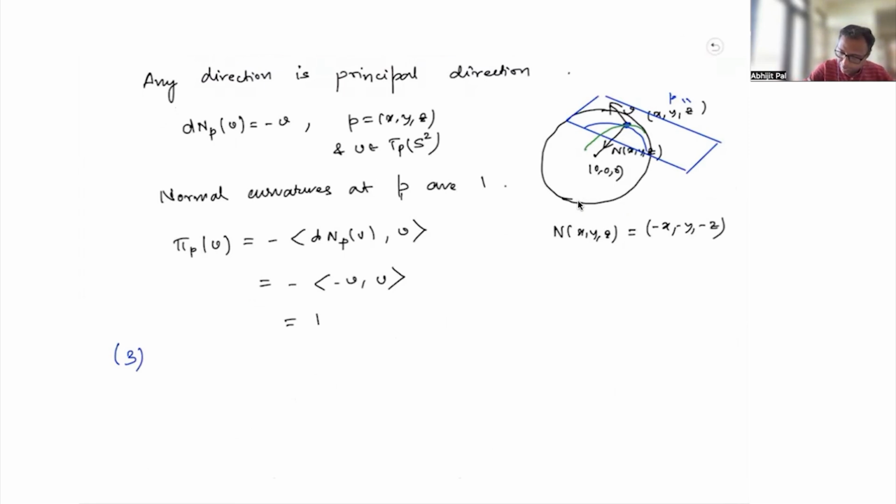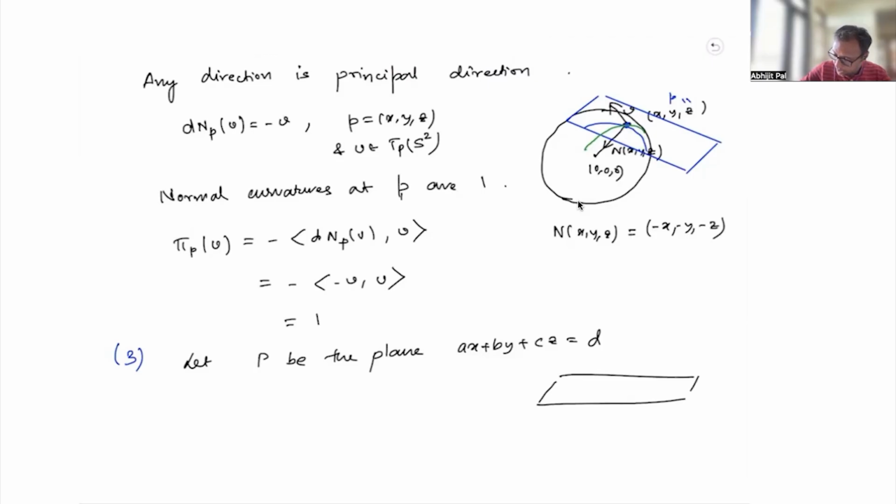So let us take the plane. Let P be the plane ax + by + cz = d. So what will be the normal to this plane? This is a plane in R3.